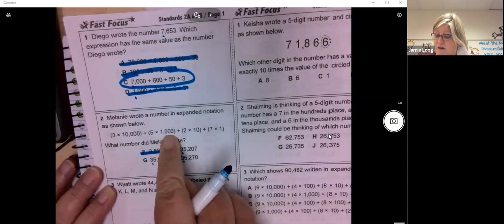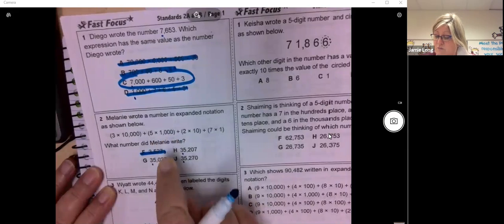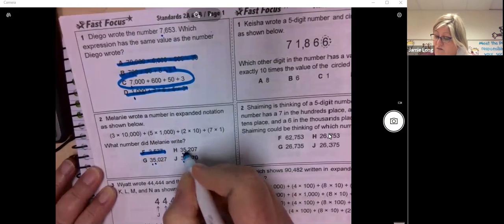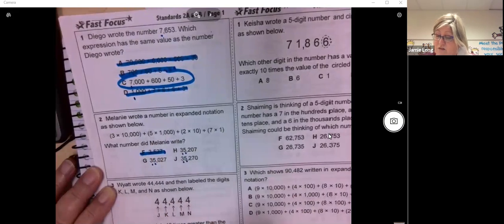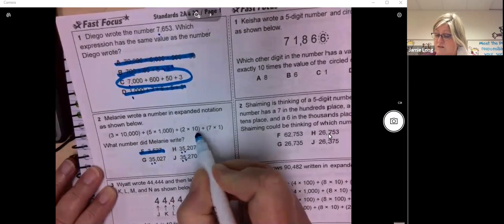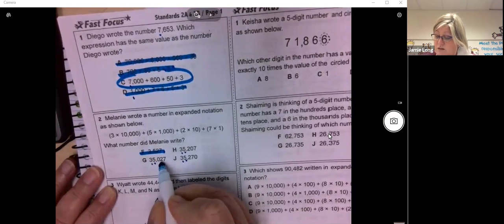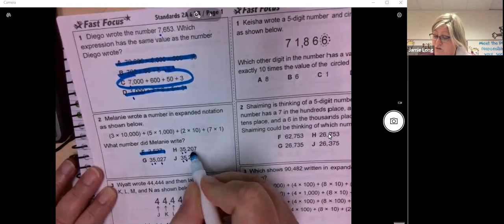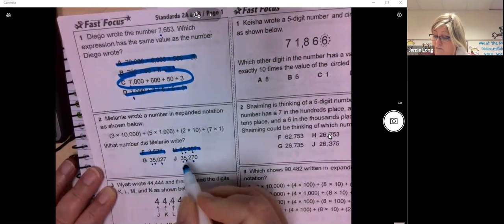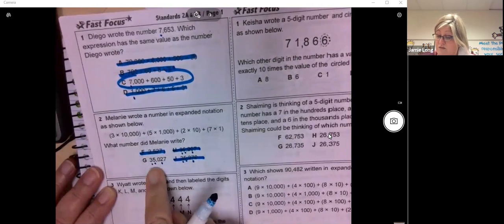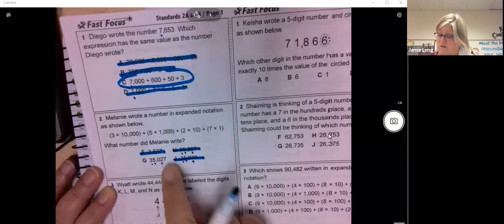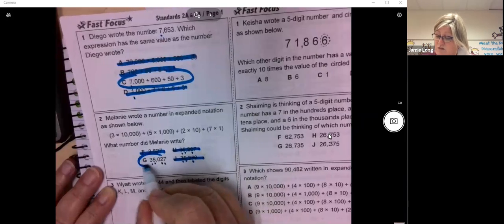So now we're going to go to the thousands. We have a 5 in the thousands place. Yes, we do. We have a 5 in the thousands place, a 5 in the thousands place, and a 5 in the thousands place. So we didn't eliminate anything on that one. So now 2 in the tens place. Do I have a 2 in the tens place? Yes. Do I have a 2 in the tens place? No. Do I have a 2 in the tens place? No. So I think this is my answer because 7 times 1, 7 in the ones place? Yes, 7 in the ones place. So G is the best answer.